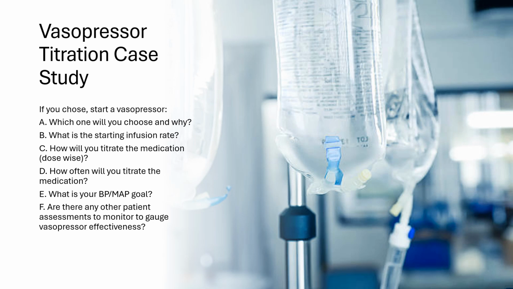Based on the one that you choose, what is going to be your starting infusion rate? How are you going to titrate the medication dose-wise? How often are you going to titrate the medication? What is your blood pressure or MAP goal? And then lastly, are there any other patient assessments to monitor or gauge the vasopressor effectiveness? So how do you know that the vasopressor is working? What other assessments of your patient are going to clue you in that this vasopressor is working? So fill all these things in on your worksheet as well.